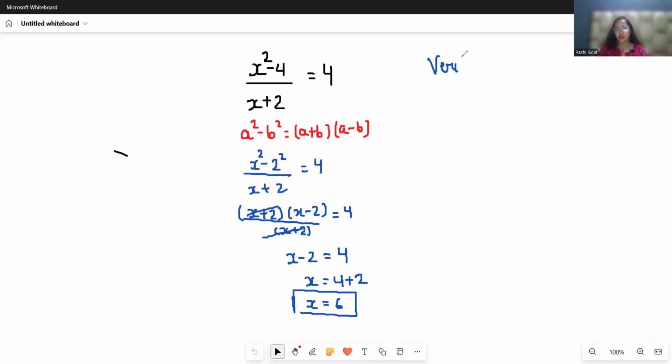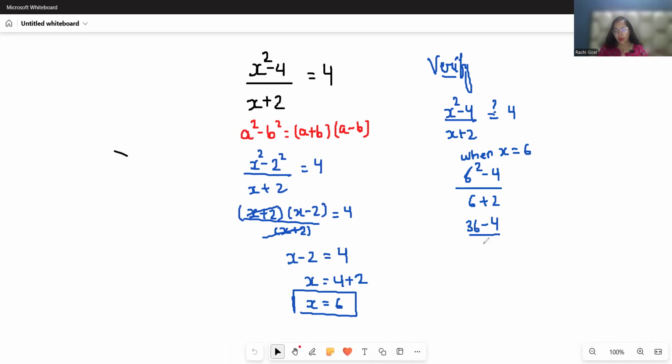So let's verify this. (x² - 4)/(x + 2) = 4 or not, when x is equal to 6. So it's (6² - 4)/(6 + 2). So it's (36 - 4)/8. So it's 32/8, which is equal to 4. So LHS is equal to RHS.